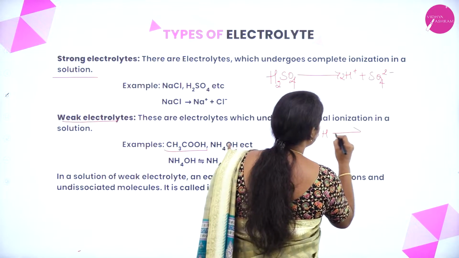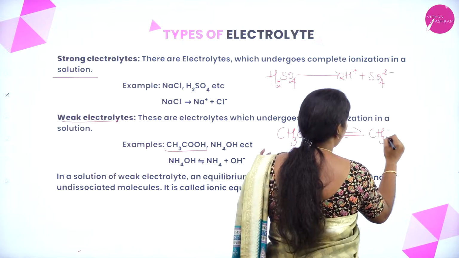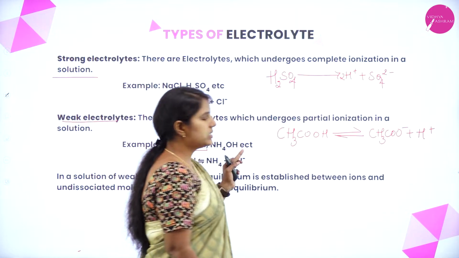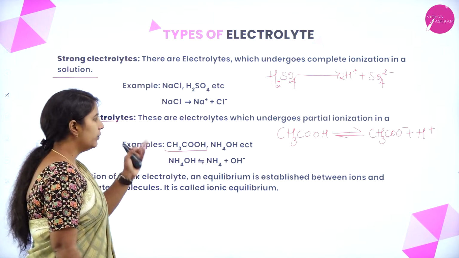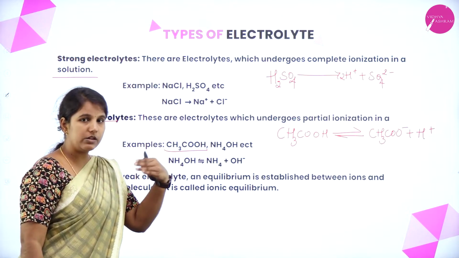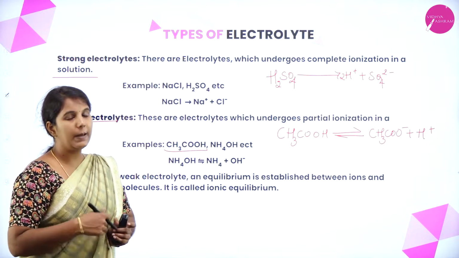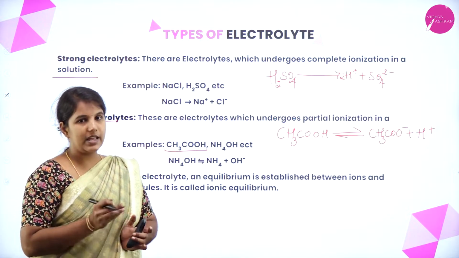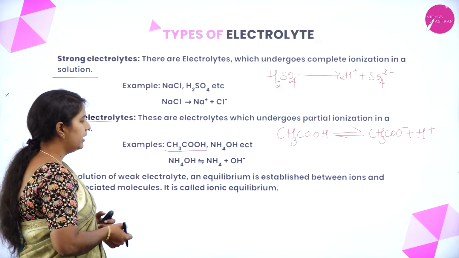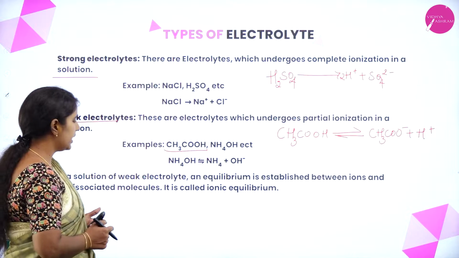CH3COOH, which undergoes partial ionization to give CH3COO minus and H plus. This is a partial ionization where the reactant can give rise to the products, whereas the products themselves can react to form the reactant. So this is known as partial ionization. Hence they are known as weak electrolytes. In the solution of a weak electrolyte, the equilibrium will be established between the ions and the undissociated molecules.